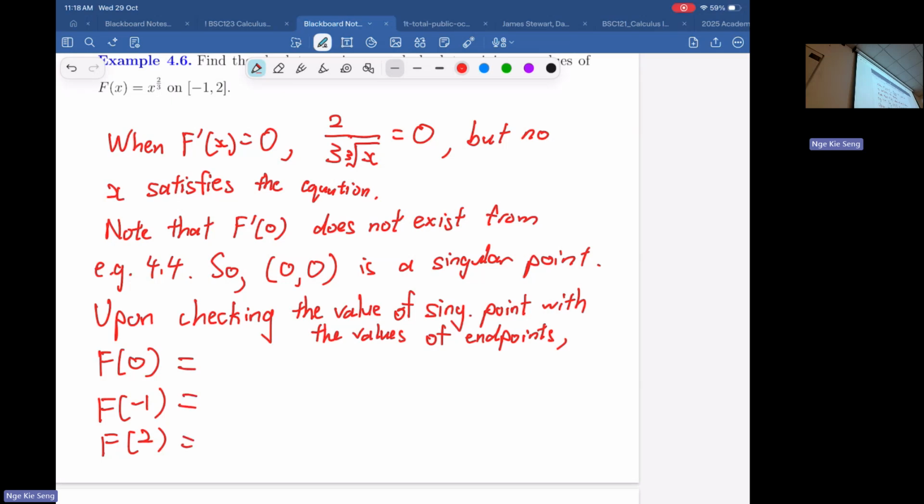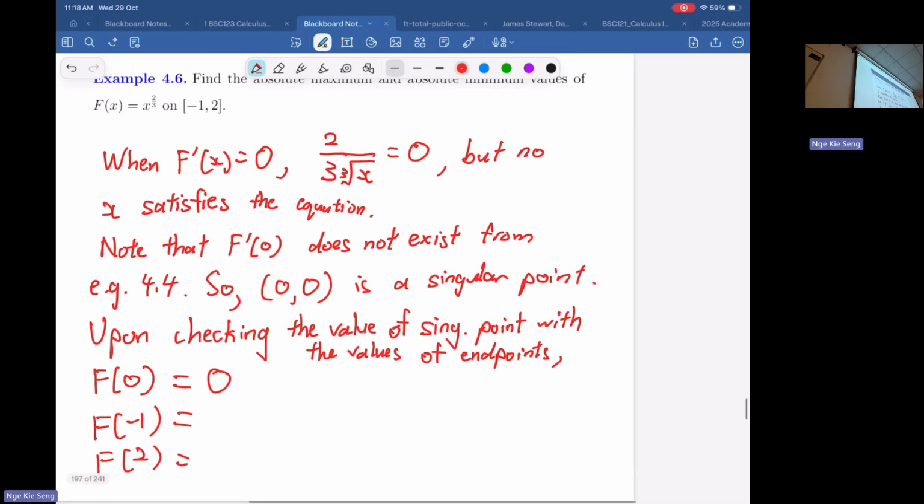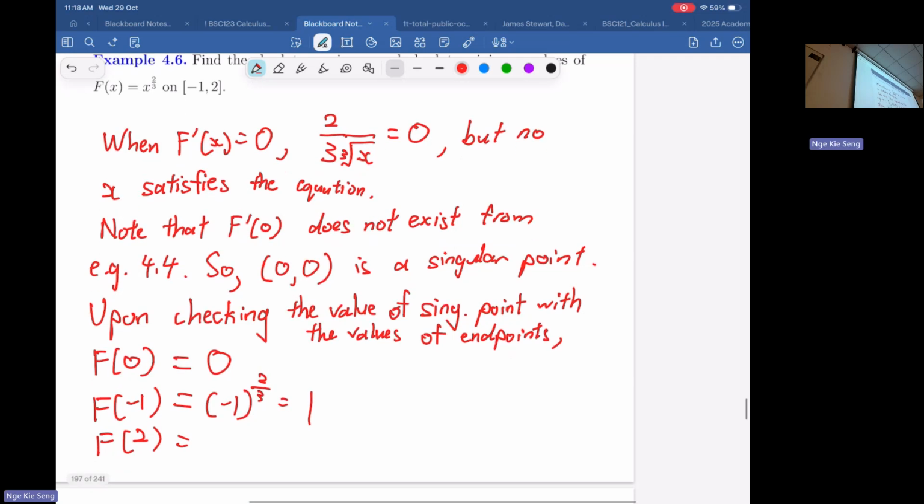So f(0) is just 0, we have computed. How about minus 1? So (-1) to the 2/3, you just get 1. Okay. 2 to the 2/3, I don't think you can evaluate further. It's just the cube root of 4. Okay, so which one is larger? Which one is smaller? The last one is the largest one.